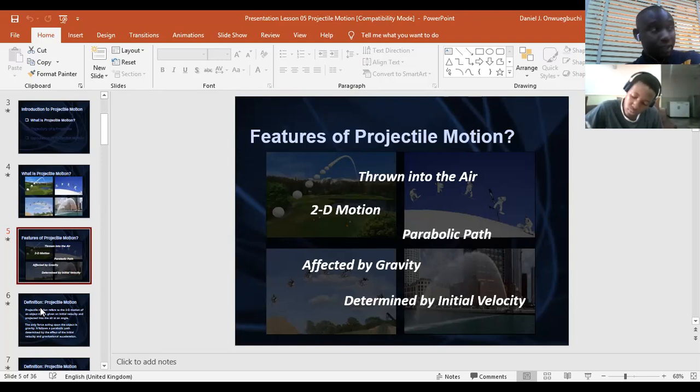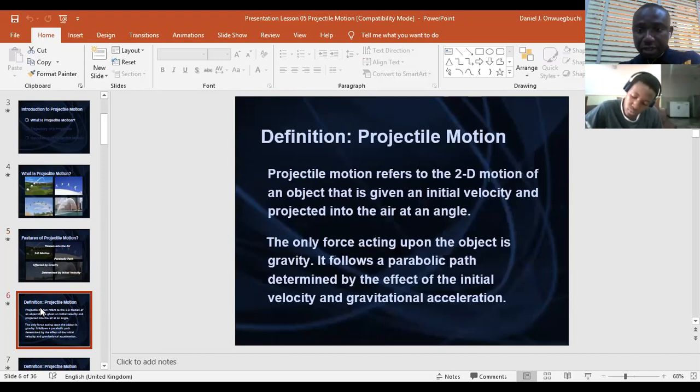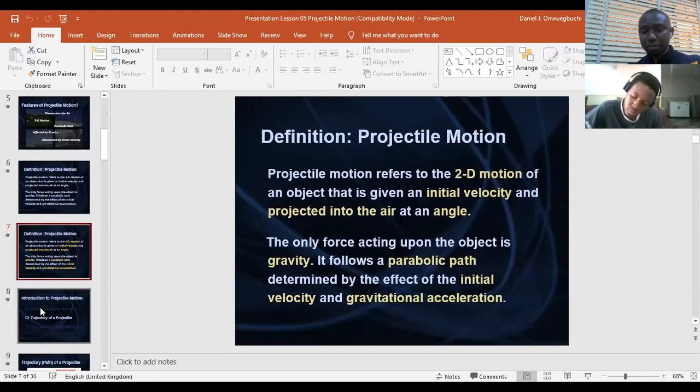Like what we see here now, projectile refers to the 2D motion of an object which is given an initial velocity and projected at an angle. So that means, like I said, two things: air resistance and gravity. The only force acting on the object is gravity, and we know that a projectile follows a parabolic path.